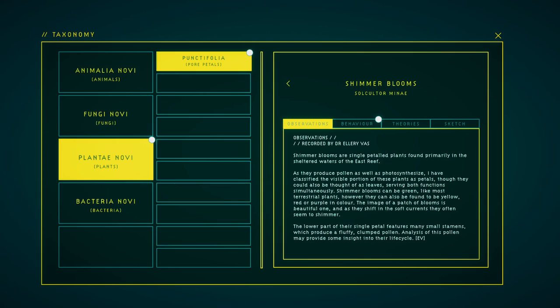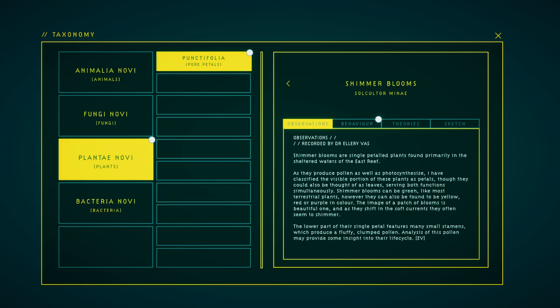Shimmer blooms are single-petaled plants found primarily in the shallow waters of the East Reef. As they produce pollen as well as photosynthesize, I have classified the visible portion of these plants as petals, though they could also be thought of as leaves, serving both functions simultaneously. Shimmer blooms can be green, like most terrestrial plants, however they can also be found to be yellow, red, or purple in color. The image of a patch of blooms is a beautiful one, and as they shift in the currents they often seem to shimmer.